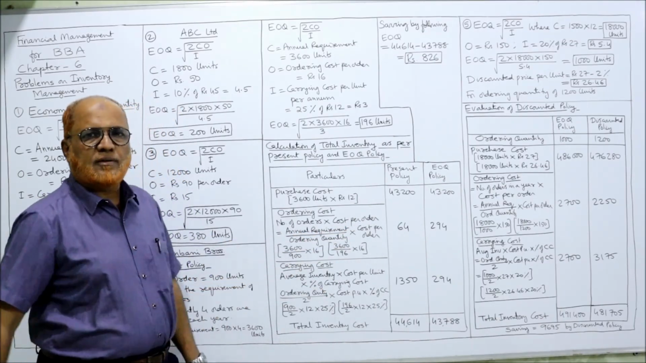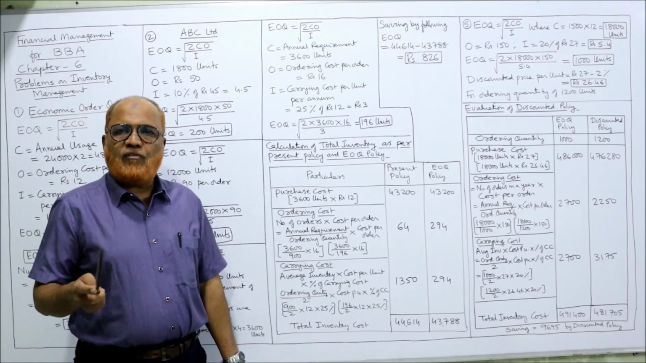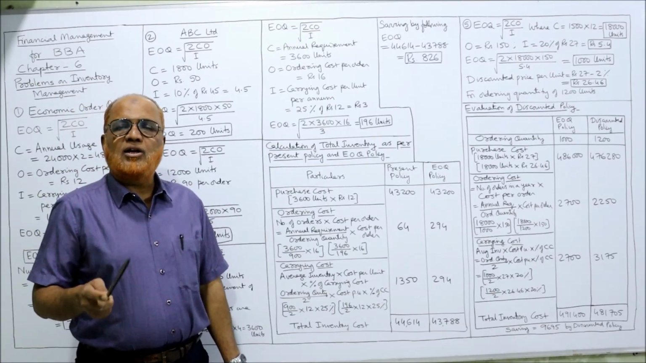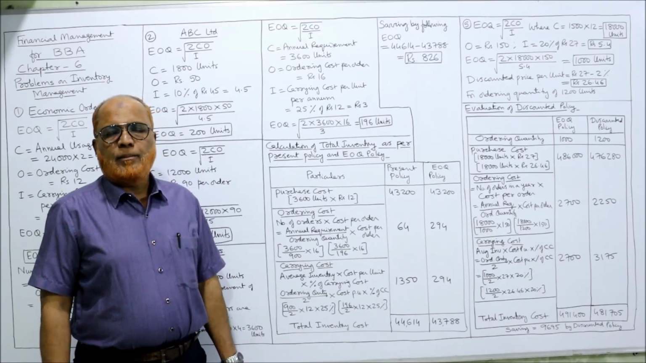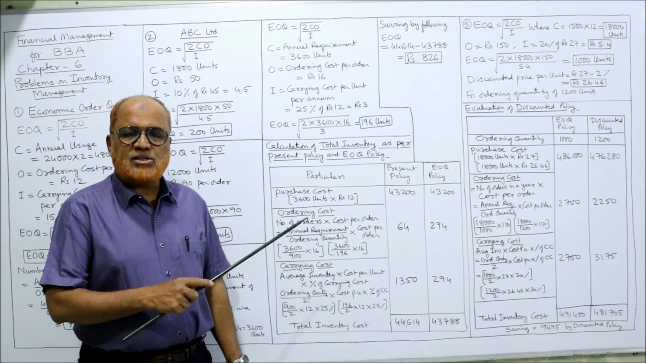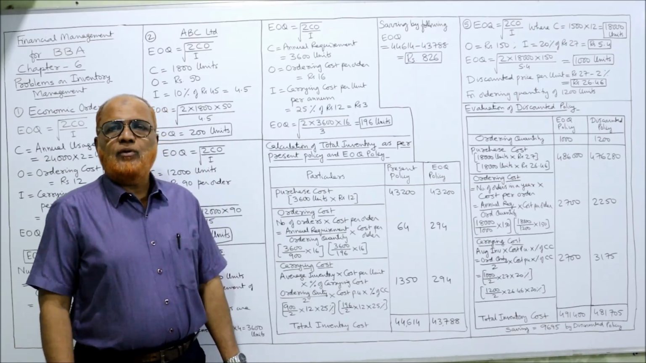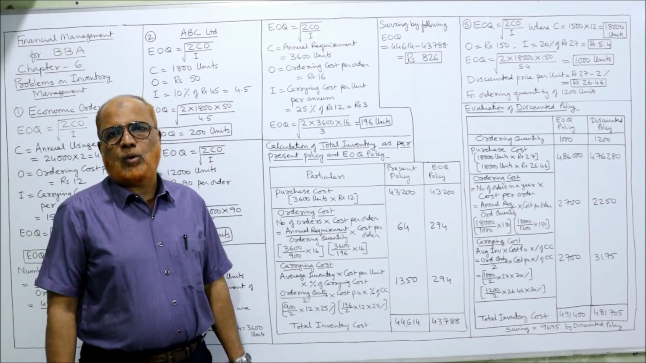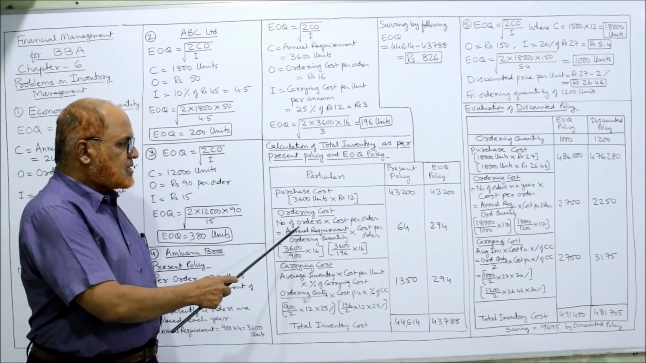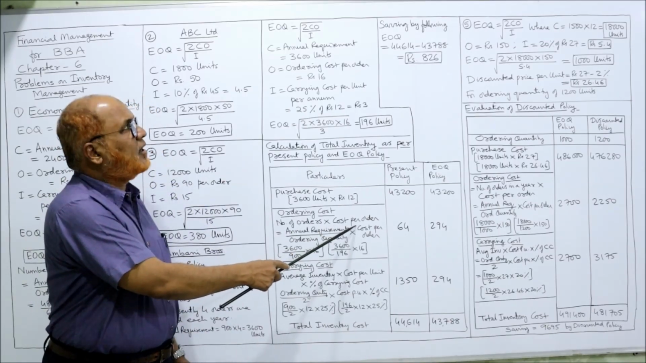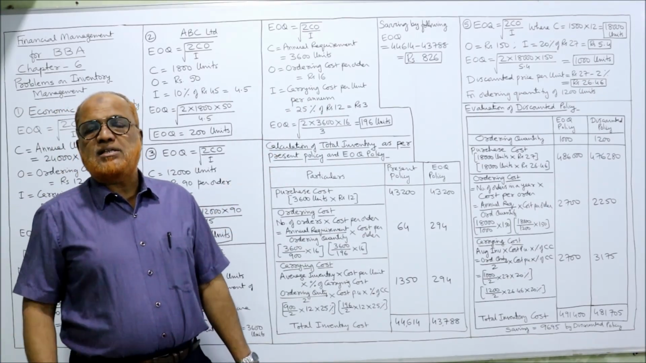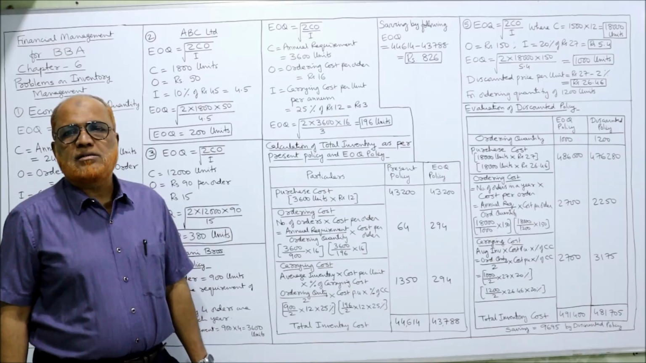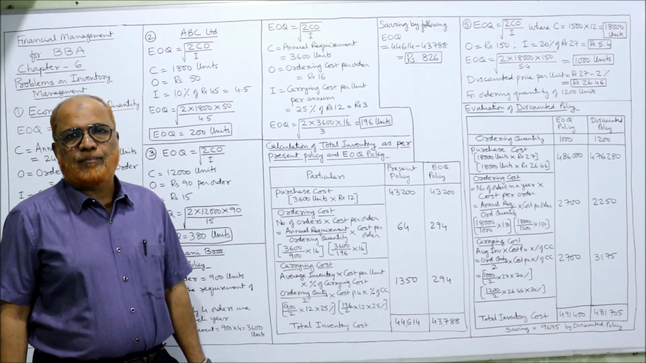Now, ordering cost. Ordering cost is number of orders in a year into cost per order. Write down the formulas, because all the problems are based on formulas. If you understood the formula, easily we can do it. Cost per order is already given, 16. Now, number of orders in a year, formula is annual requirement divided by ordering quantity.